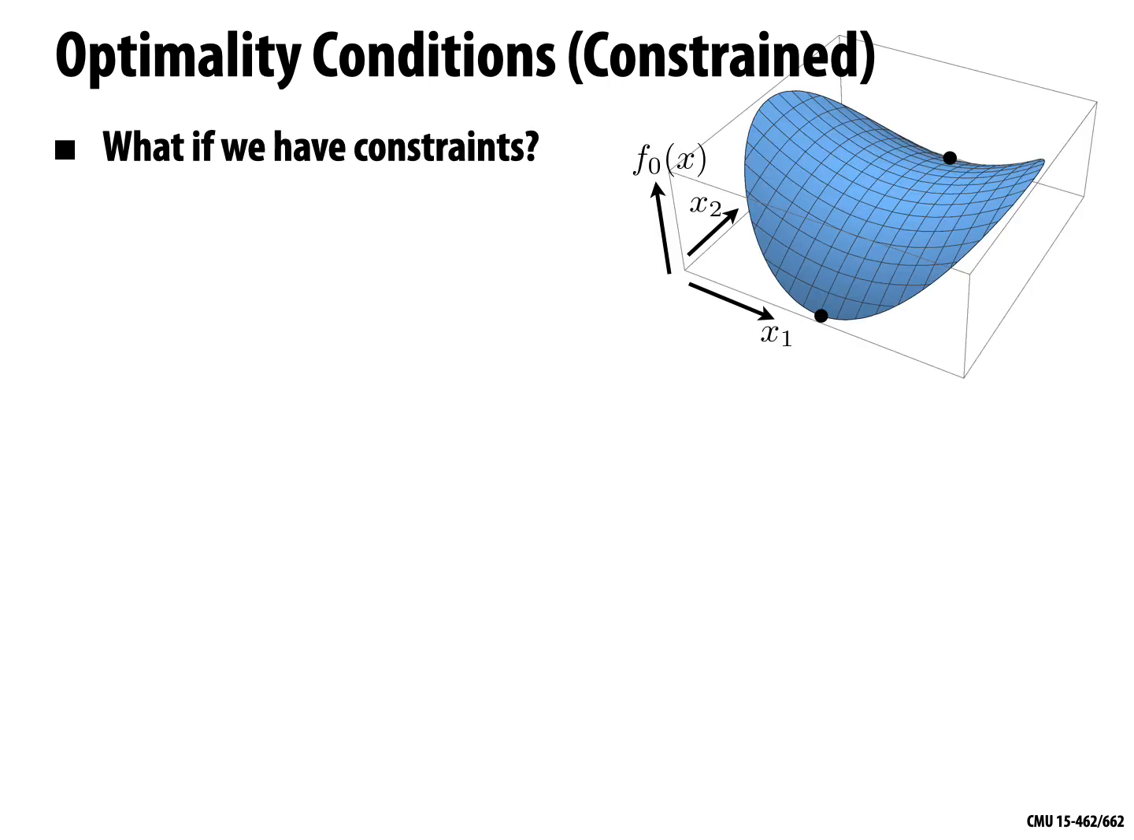What if we have constraints, though? Is it still just a matter of checking the first and second derivatives? Well, let's consider this function that we looked at before, right? This kind of potato chip function. And we said that it has two globally optimal solutions. In fact, in this case, those are also the only local minima of the function.